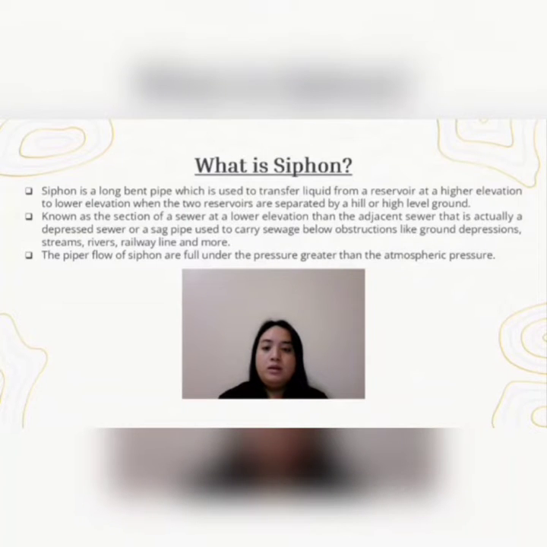It is also known as a section of a sewer at a lower elevation than the adjacent sewer, that is actually a depressed sewer or a sag pipe, used to carry sewage below obstructions like ground depressions, streams, rivers, railway lines, and more. The pipe flows of siphon are full, under pressure greater than atmospheric pressure.